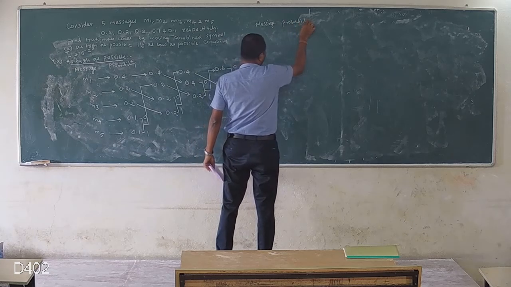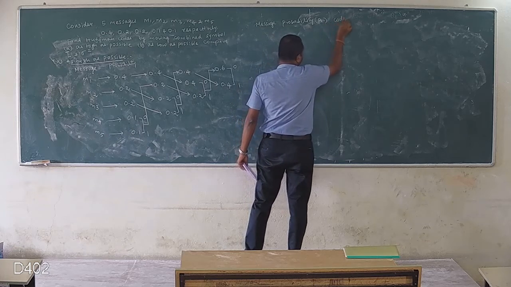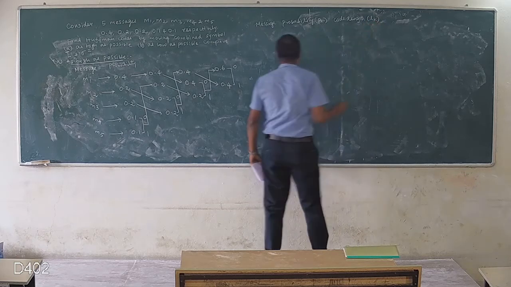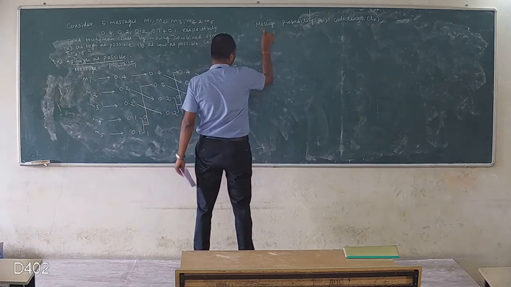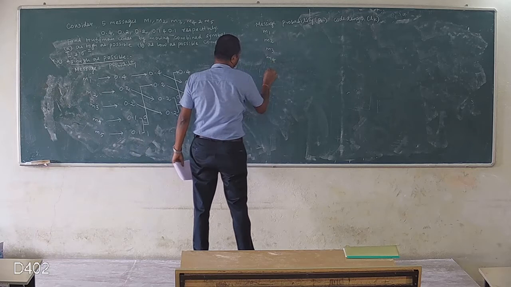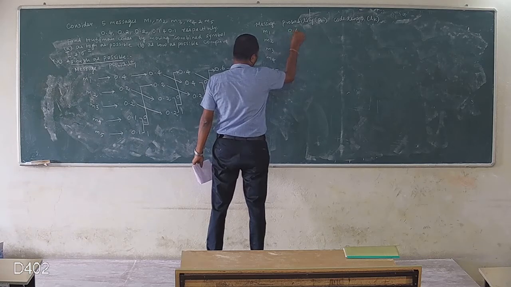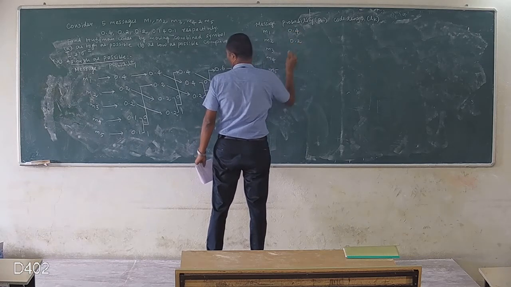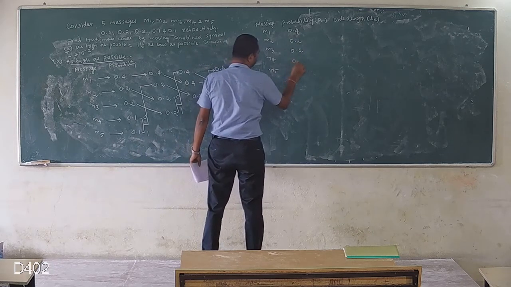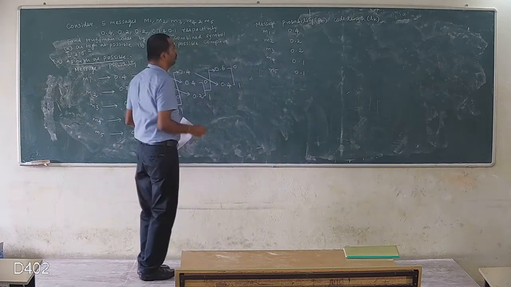Enumerate message, probability, code word and code length. There are 5 messages: M1, M2, M3, M4, M5 with probabilities 0.4, 0.2, 0.2, 0.1 and 0.1. Now let us find the code word, then the code length.